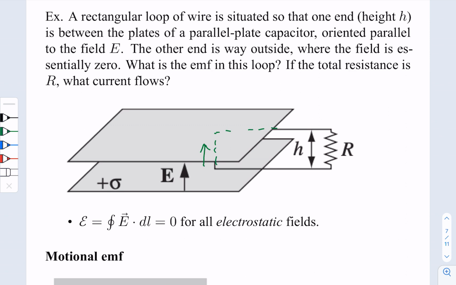Because in the electrostatic case, the integral of E·dl should be exactly equal to 0, because the curl of E is equal to 0, right? So that's guaranteed. But how can you see that the E·dl is 0 in this case? And how can we explain that there is no EMF built up in this loop? Does anyone want to have a guess?